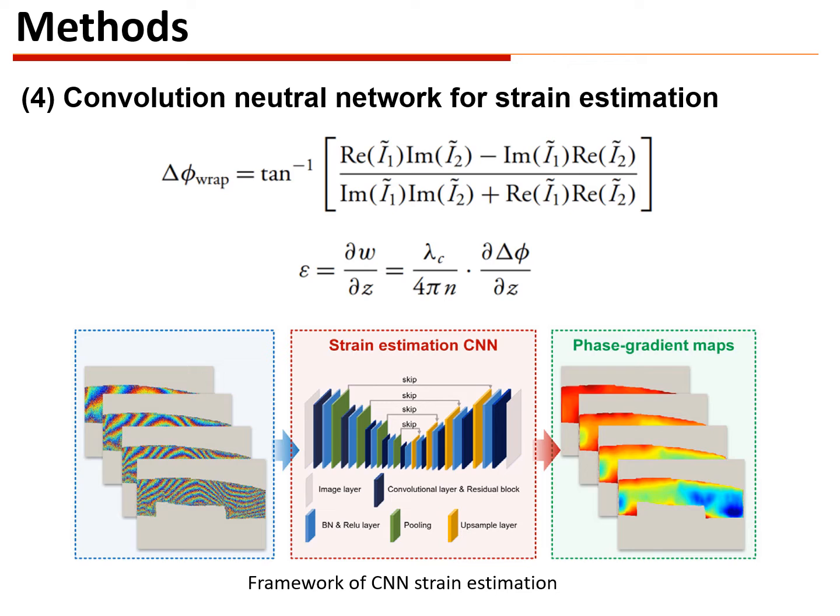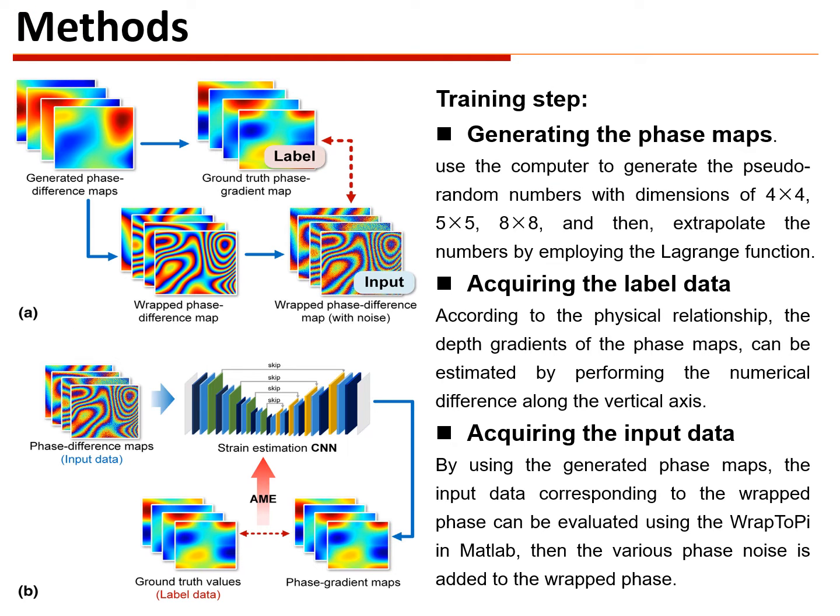To improve the high signal-to-noise ratio of the strain fields, we propose a convolutional neural network to estimate the strain distributions. The network generalization depends on the training stage. Here we give 3 steps for the training process.